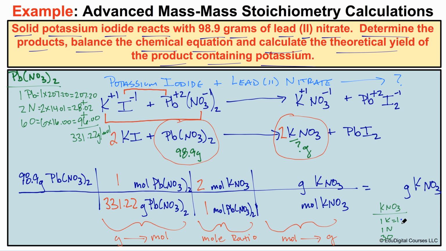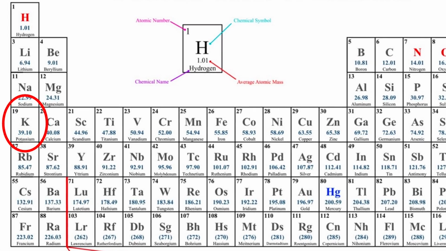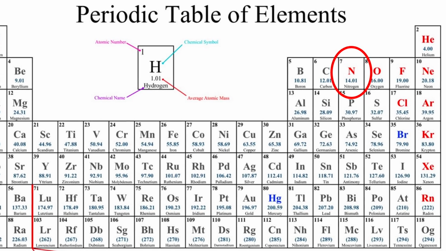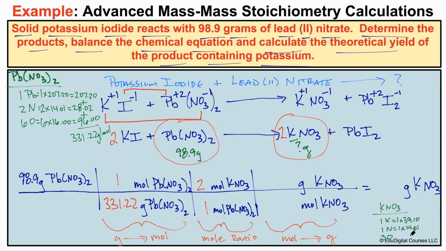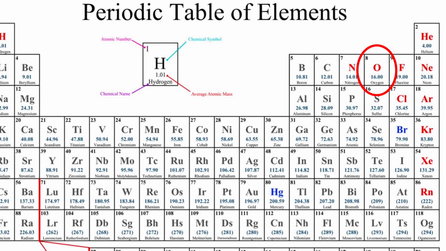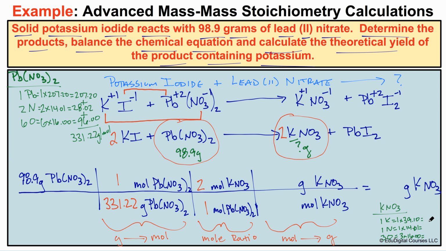So we'll take 1 times the molar mass of potassium, which if we take a look on a periodic table is going to end up being 39.10 grams per mole. Nitrogen, we'll take 1 times 14.01, and then oxygen, we'll take 3 times 16.00. We end up with 39.10 here, we end up with 14.01 here, and we end up with 48.00 here. And we're going to go ahead and put this molar mass up here since we're running out of room.